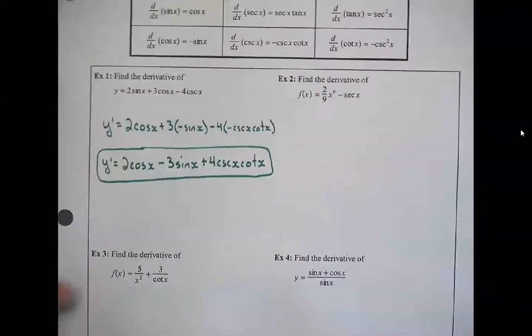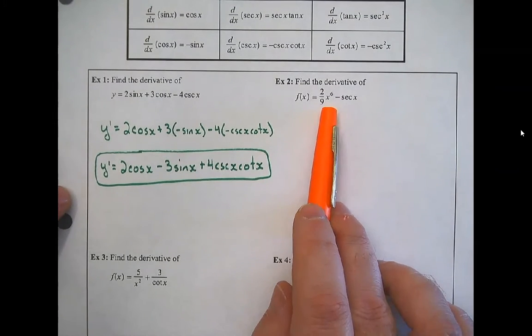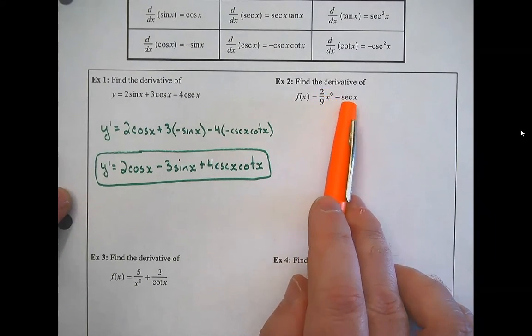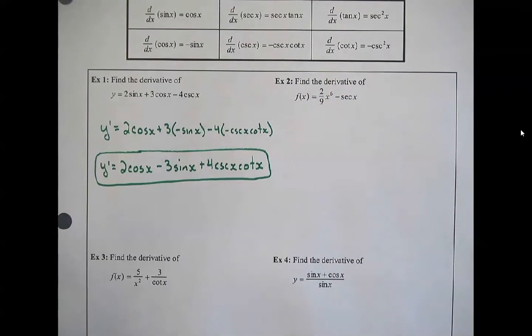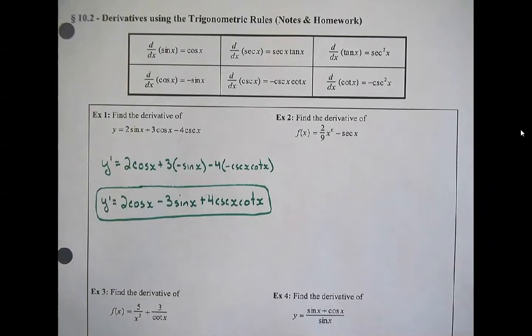So there's the basics, the fundamental idea. Of course, it gets a little bit more complicated and a little trickier, and we're going to get into that, but that's the basic idea. So if I want to derive this function, 2/9 x to the 6th minus secant of x, we're adding the trig rules to our arsenal of derivatives. We already have the power rule. Now we have trig rules. Next, we're going to do the product and the quotient rules.